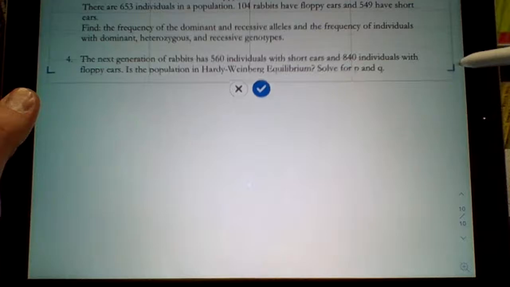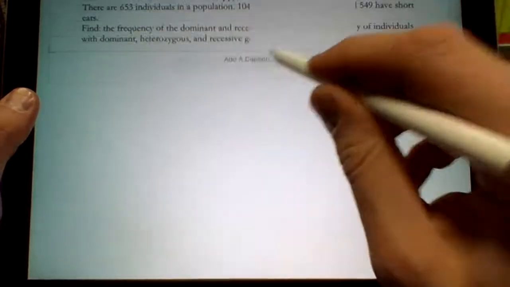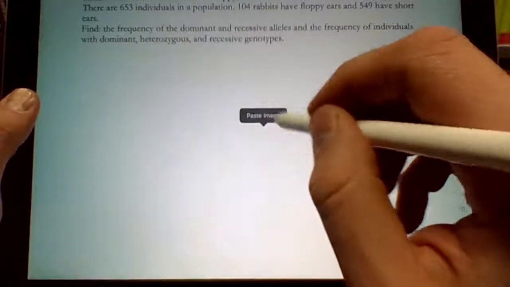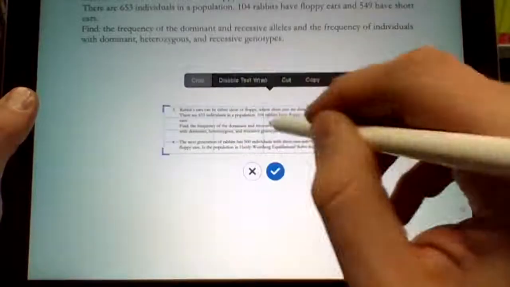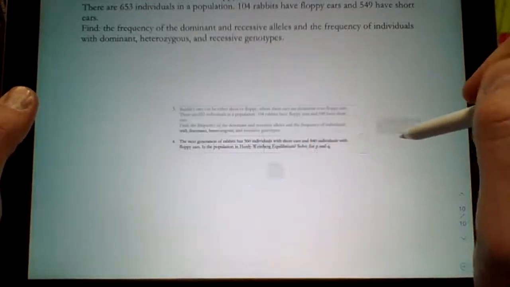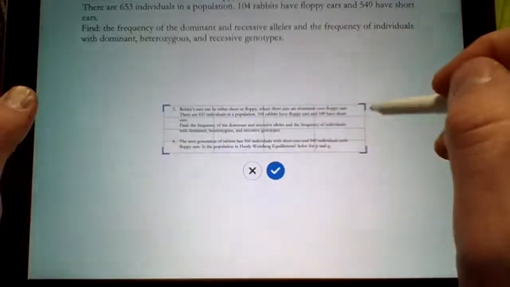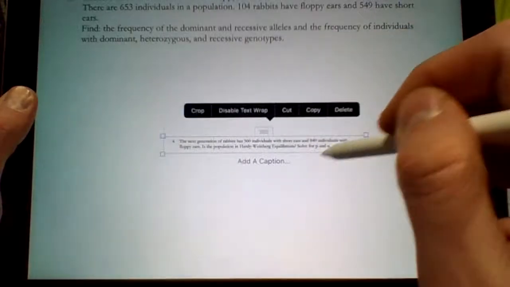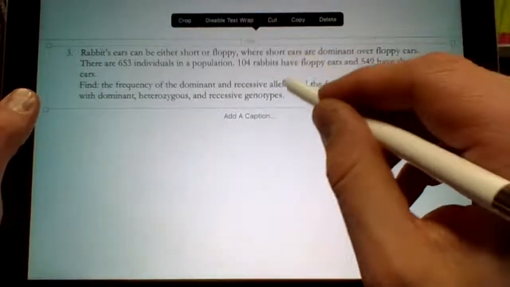Okay, I'm just going to crop this one. Paste another one. Crop it. I'll put that one down there. Okay, we'll come back to that one later.